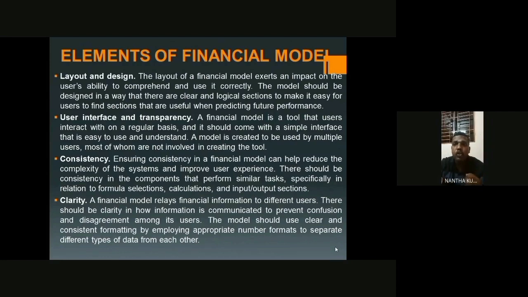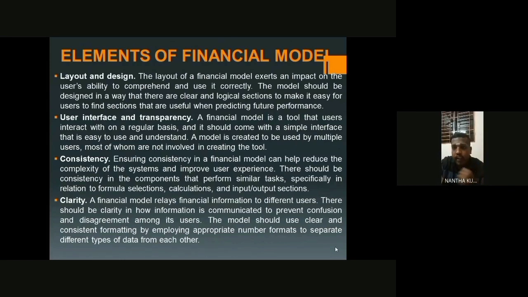Okay, the second one is user interface and transparency. A financial model is a tool that users interact with on a regular basis, and it should come with a simple interface that is easy to use and understand. A model is created to be used by multiple users, most of whom are not involved in creating the tool. The tool also is very important in financial model because we need to understand and we need to arrange well the tool. The tool of the mobile phone we will look at in the next slide. So we need to arrange it as well as we can.